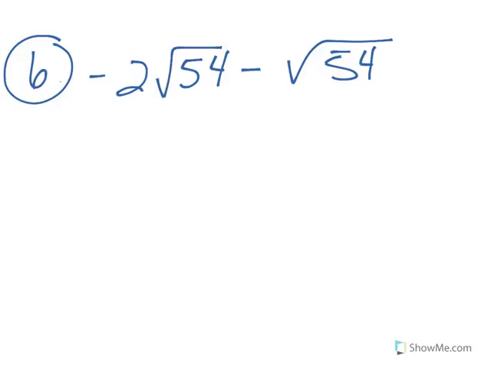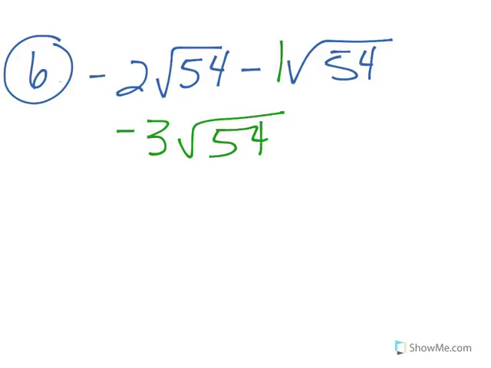So for number 6, you have square root of 2, and then negative 2 times the square root of 54 minus square root of 54. If there is no coefficient, there's a coefficient of 1. Okay, we can go ahead and subtract these. So negative 2 minus 1 is going to give you negative 3 square roots of 54.